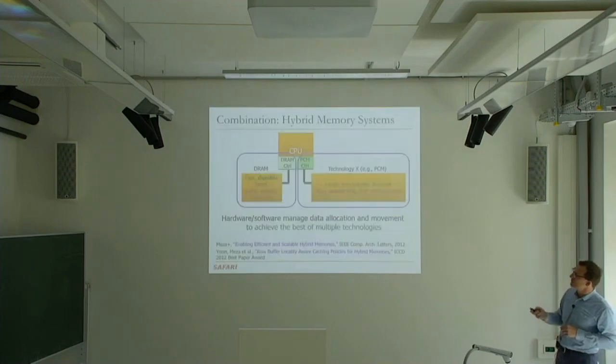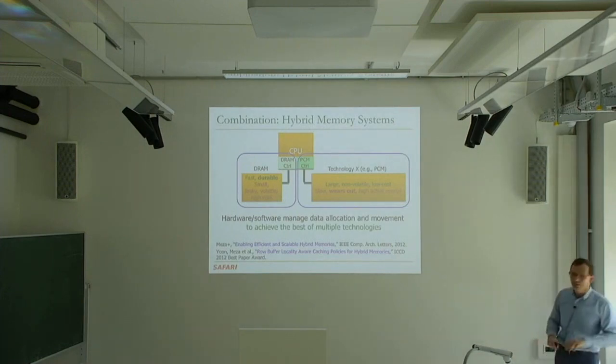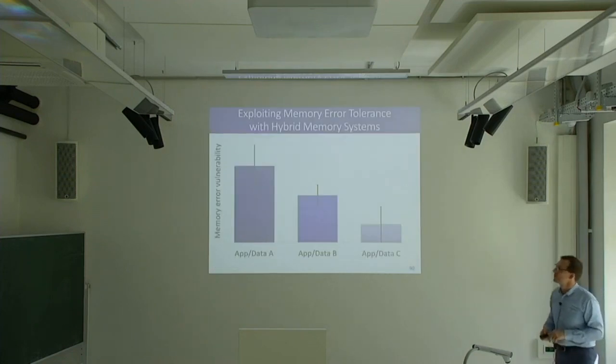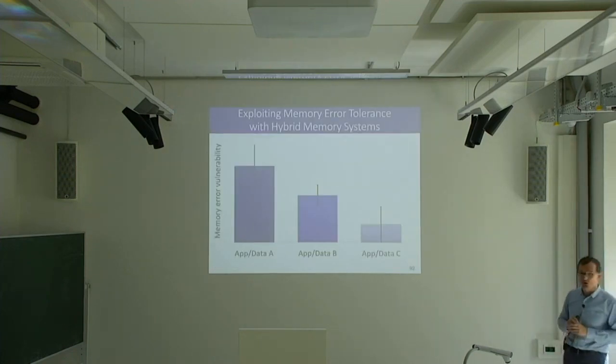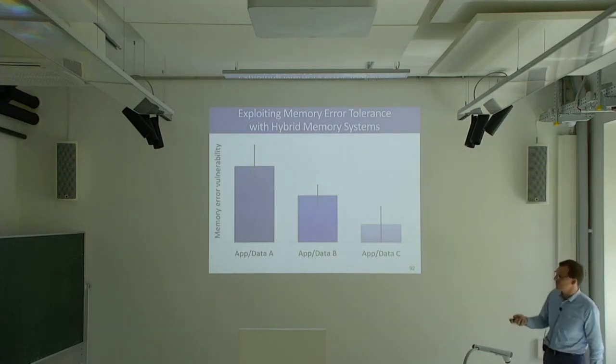So I'll give you one example of this. We're going to cover this in a little bit more detail, but it doesn't have to be just DRAM and technology X or completely different types of DRAM. It may be slightly different types of DRAM also. Why? You can exploit application level properties. For example, not all applications, or different data in the same application, have the same tolerance to errors.